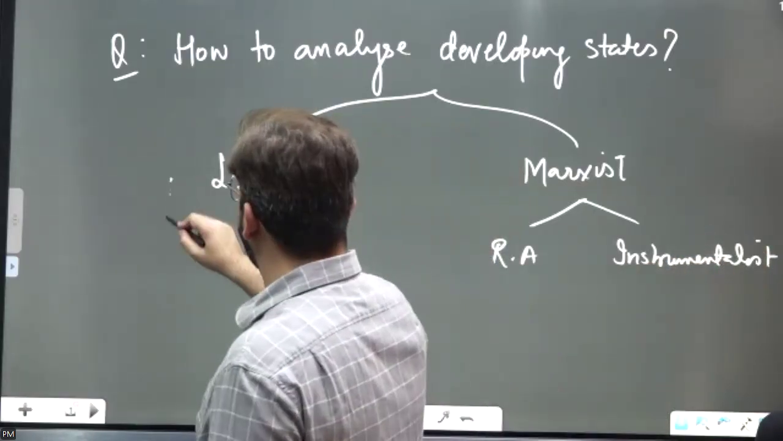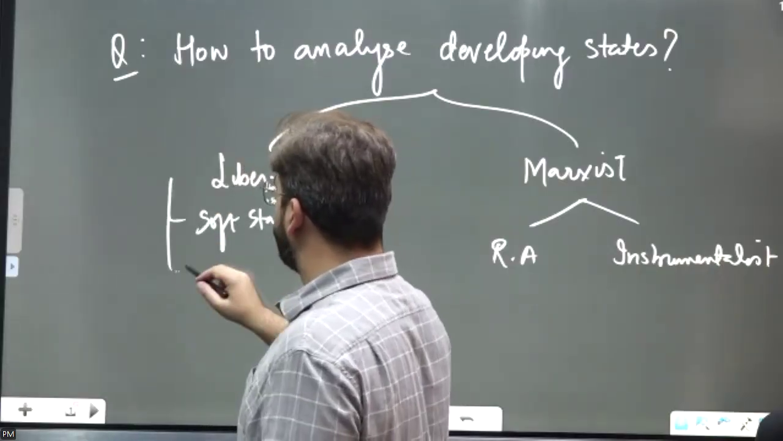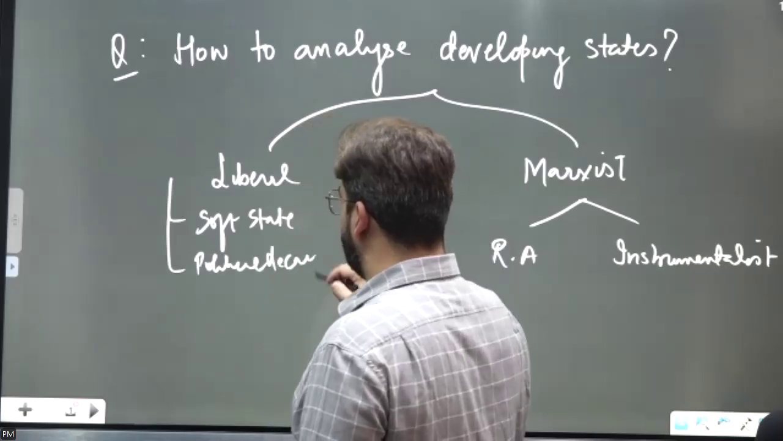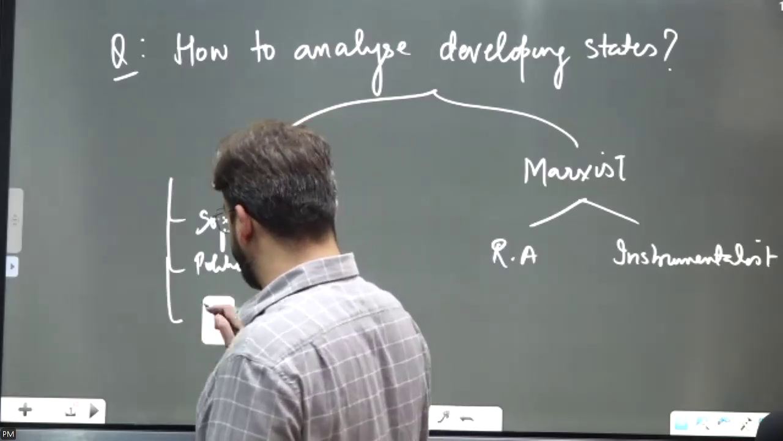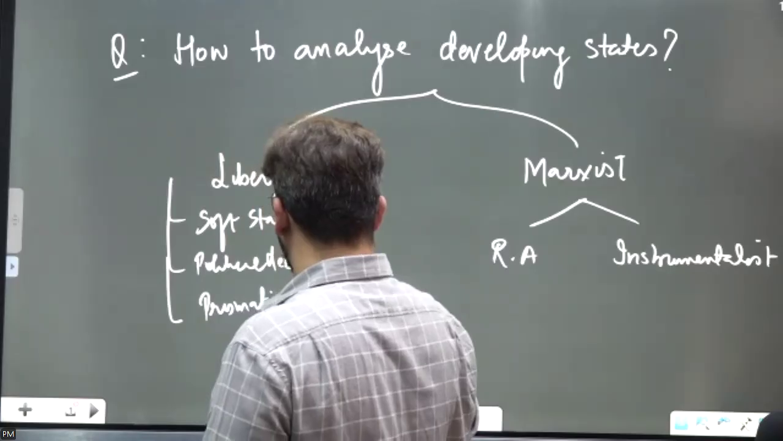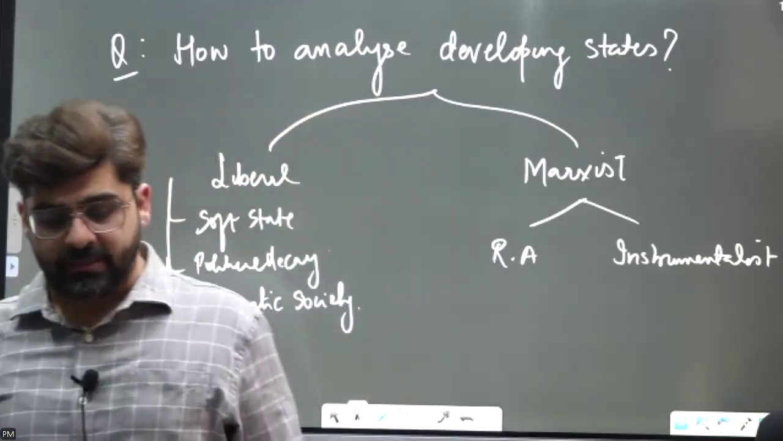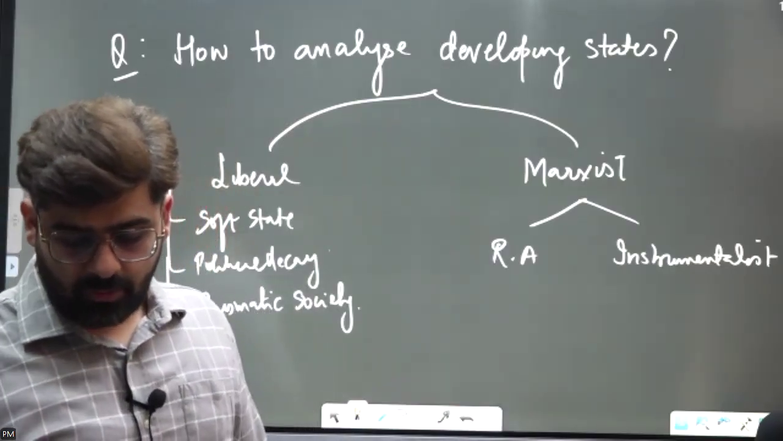In the liberal approach, you have models like soft state. In the liberal approach, you have models like political decay. In the liberal world, you have models like Riggs' prismatic society. So you can use all these frameworks to analyze the developing states. Now it depends on what the question exactly asks.